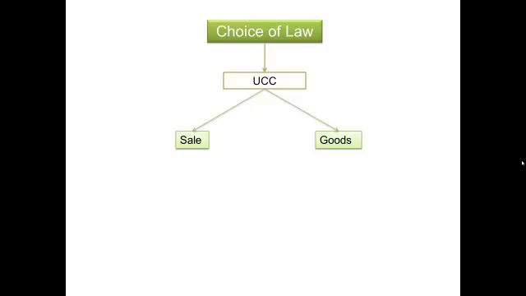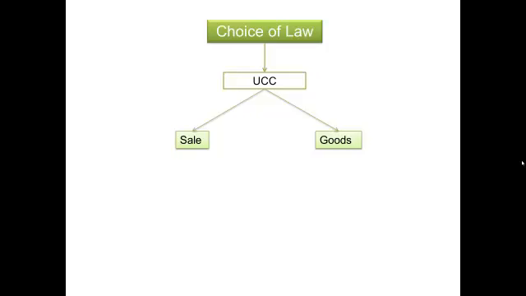Article 2 of the Uniform Commercial Code applies to the sale of goods. As with the CISG, the UCC has very special definitions of the terms sale and goods. A quick point. Sometimes students get the UCC rule confused because they think of it as the domestic version of the CISG. So they say the UCC applies to the domestic sale of goods. This is incorrect.